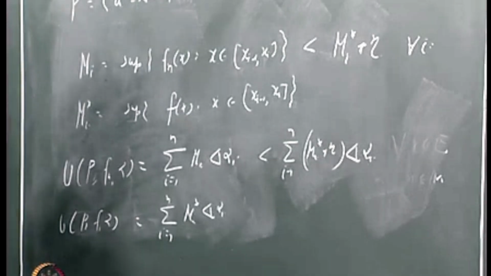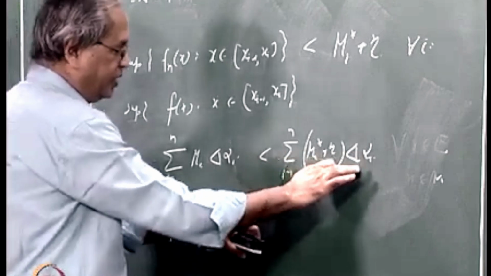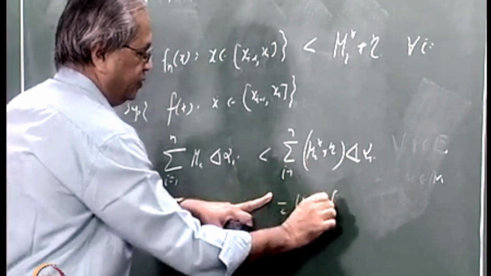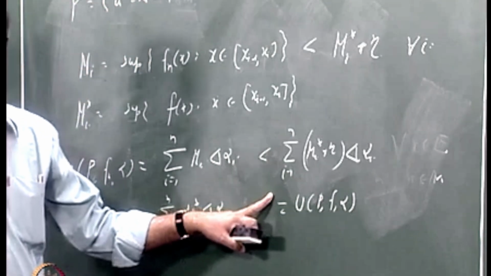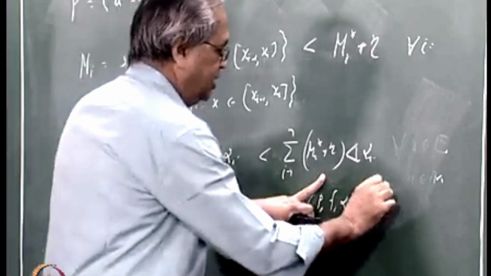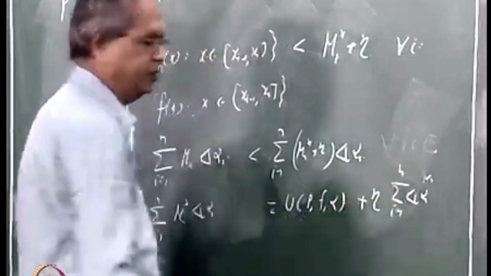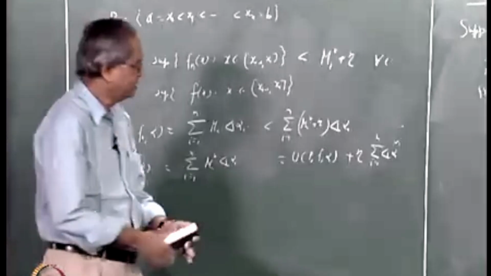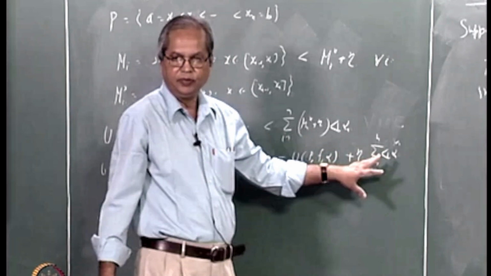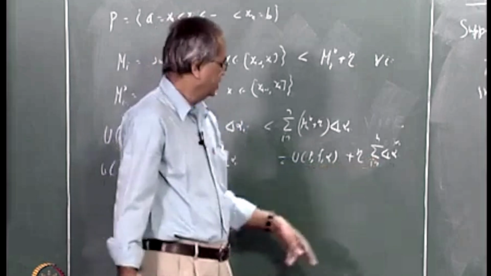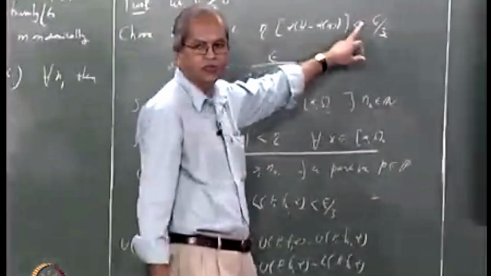But what is this? Suppose I split this, it is sigma M_i star delta alpha_i, that is nothing but U(P, f, alpha), plus eta times sigma delta alpha_i, i going from 1 to n. And this is something we have calculated several times. Sigma delta alpha_i is nothing but alpha(b) minus alpha(a), and we have chosen eta in such a way that eta times alpha(b) minus alpha(a) is less than epsilon by 3.